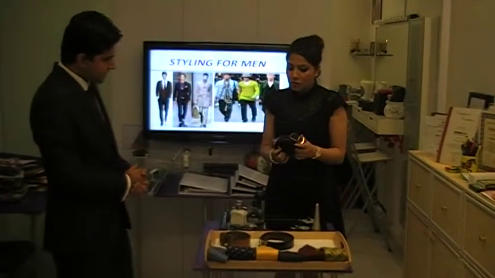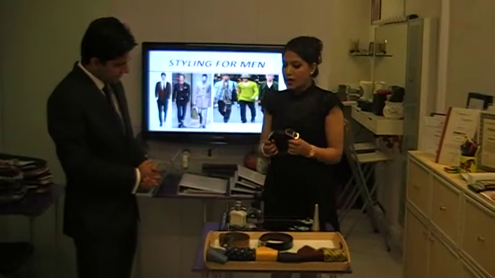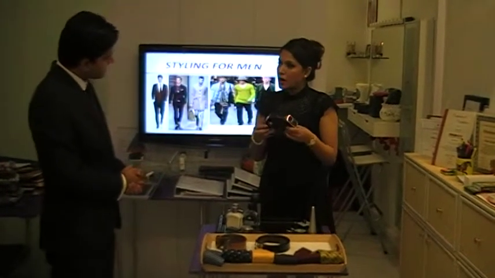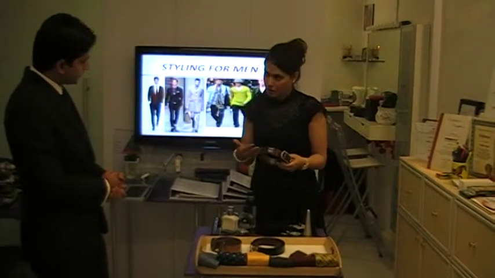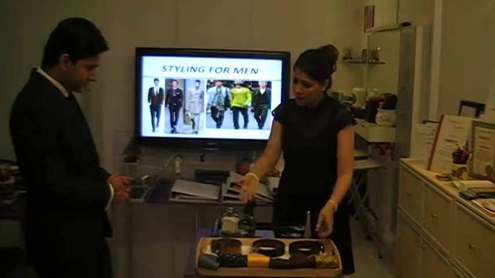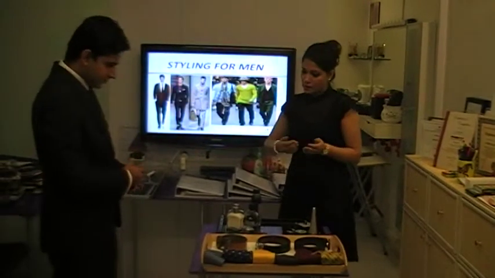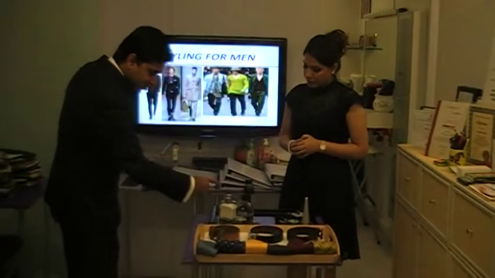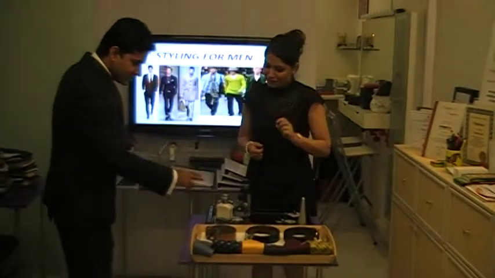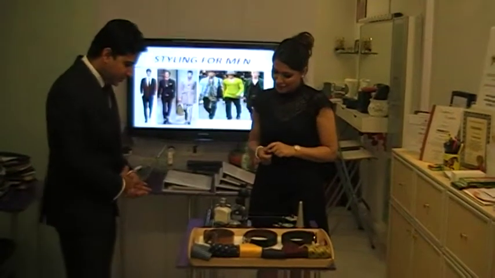Now one thing you must remember with belts is that the shoes, as we image consultants generally recommend, should match the belt. So this is something about the belts. Now you've got watches, with leather straps, steel straps, and different dials. Please elaborate upon them.